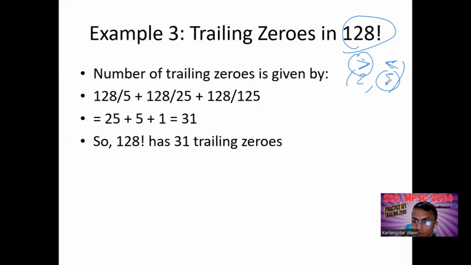So basically we need to take the smaller number, and that will give the trailing zeros. Trailing zeros always come from the minimum number. Between 2 and 5, 5 will have fewer multiples in the factorial, so we'll use 5 here.